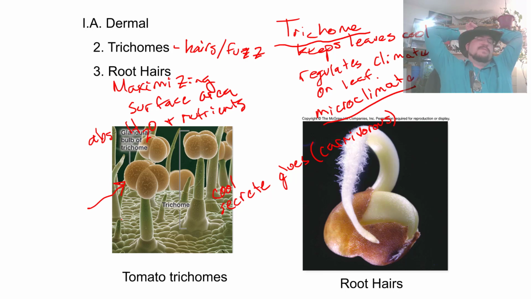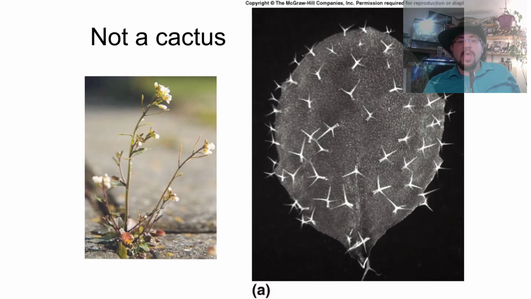So, we increase the efficiency of absorption of water and minerals just by having all sorts of little hairy roots. I bet you didn't know that tomatoes had little innate glue traps on them, which is also very cool stuff. Okay, so now let's talk about a little convergence that's kind of cool.